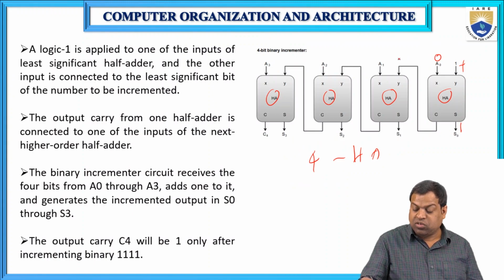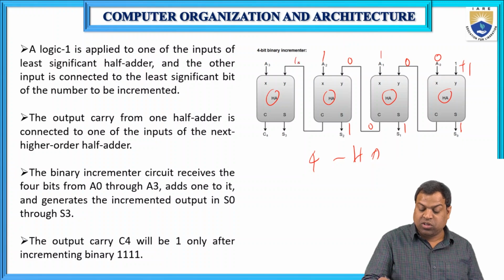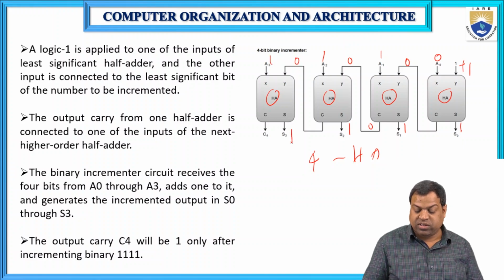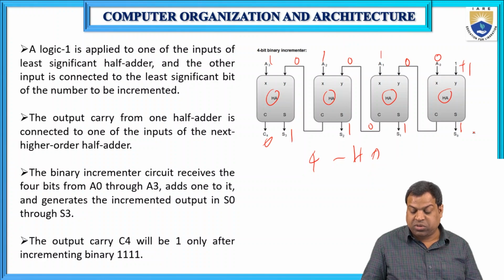1. Is there any carry? No. If a carry is there, it will be forwarded. If there is no carry, it will not be forwarded. So 0 plus 1 equals 1. Sum is 1, carry equals 0. Then 1 plus 0 is 1, carry 0. Sum is 1, carry equals 0. So the carry equals 0, and all the outputs are ones like this. I am taking this as an example.